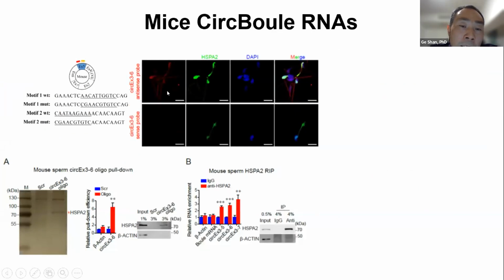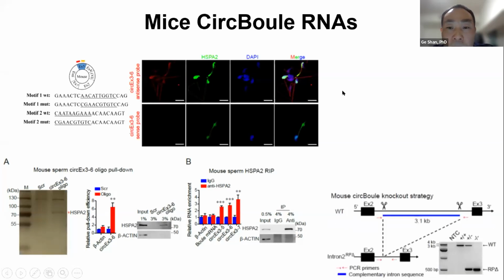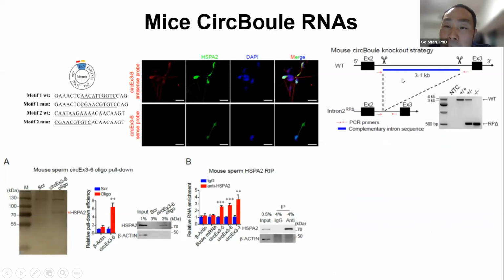This is an image of mouse sperm. The red signal is circBoule and the green signal is the HSPA2 protein. They co-localize in the sperm. By CRISPR knockout, we generated CRISPR knockout mice without circBoule expression.